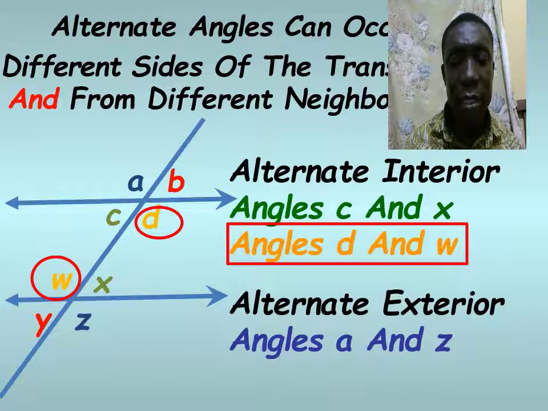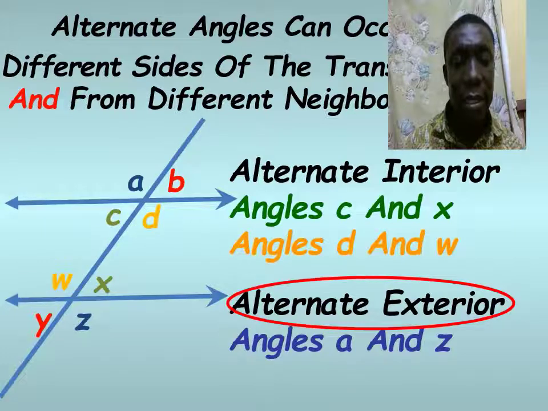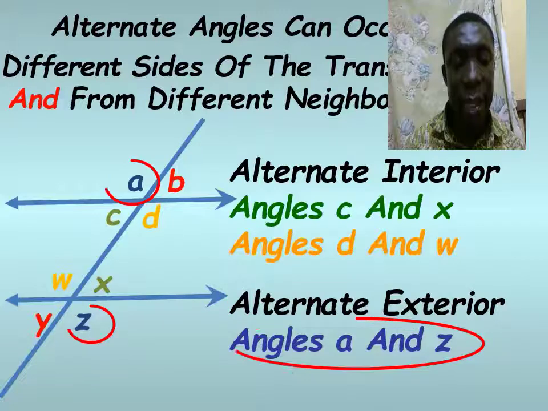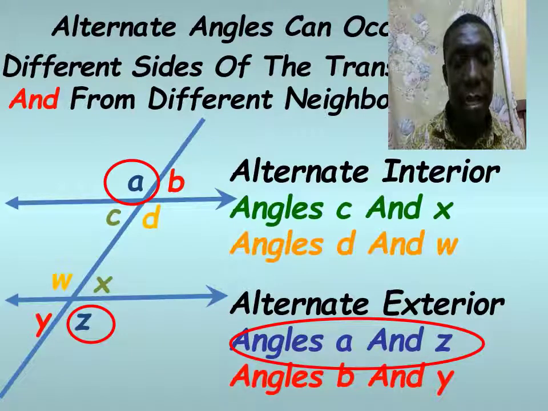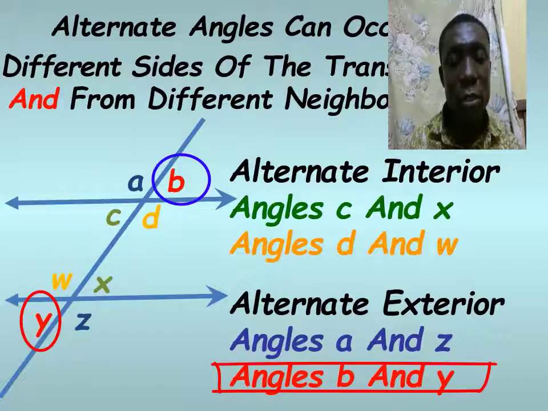We also have alternate exterior angles. As you can see, they are on opposite sides. So angle A and angle Z constitute alternate exterior angles. Then angle B and angle Y, in red, also constitute alternate exterior angles.